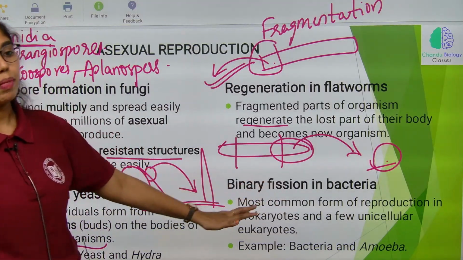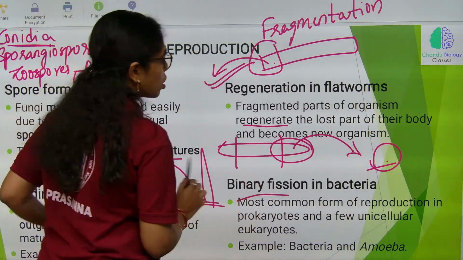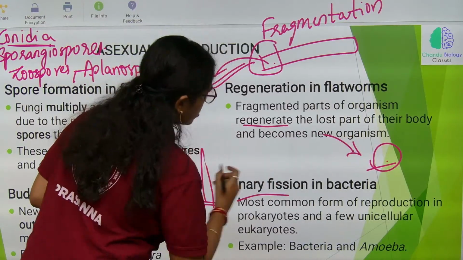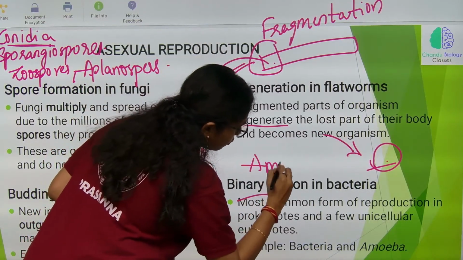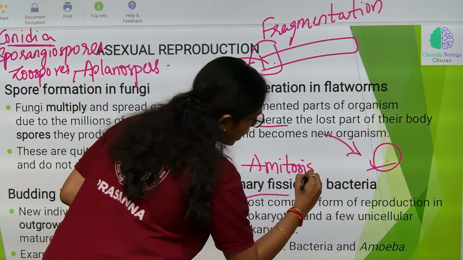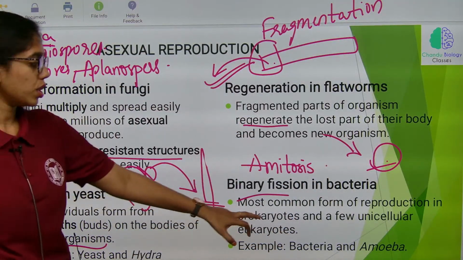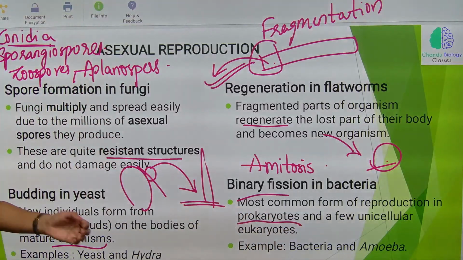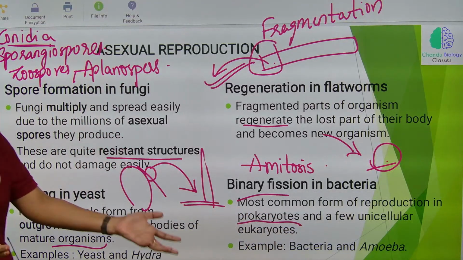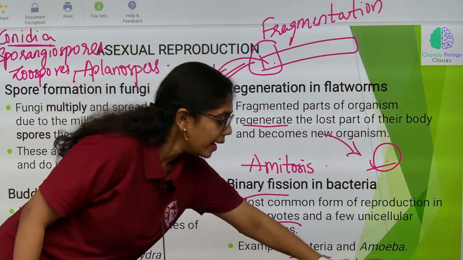Binary fission in bacteria. Binary fission is also considered as amitosis, which is the most common form of reproduction in prokaryotes and a few unicellular eukaryotes. For example, bacteria and amoeba.